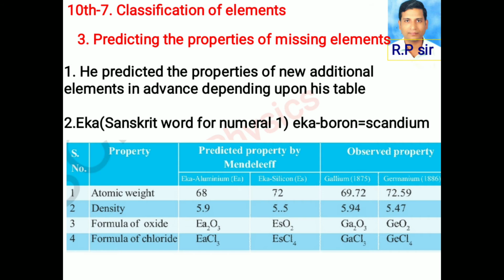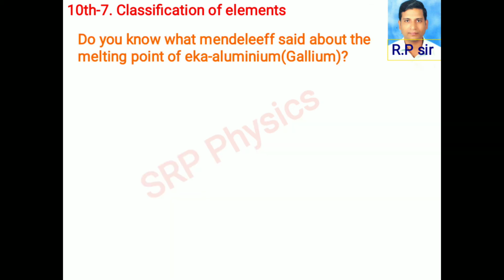Amazingly, his predicted properties were almost the same as the observed properties of those elements after their discovery. For example, the atomic weight, density, formula of oxide, formula of chloride of eka aluminium and eka silicon were almost similar to gallium and germanium, which were discovered later.